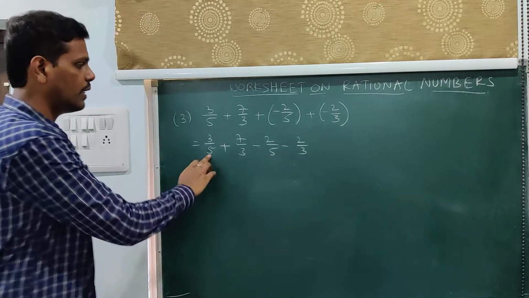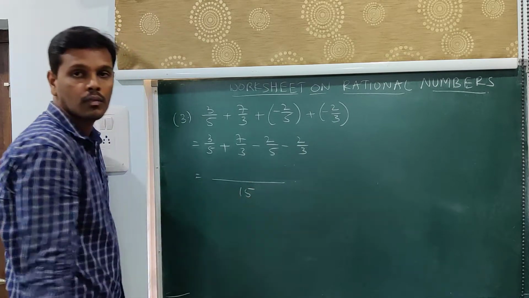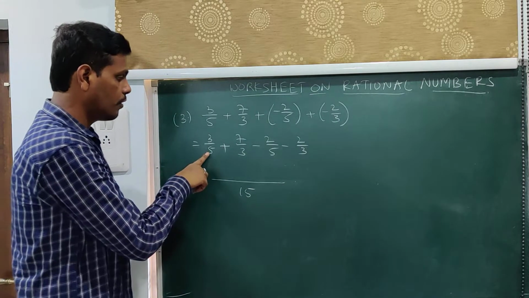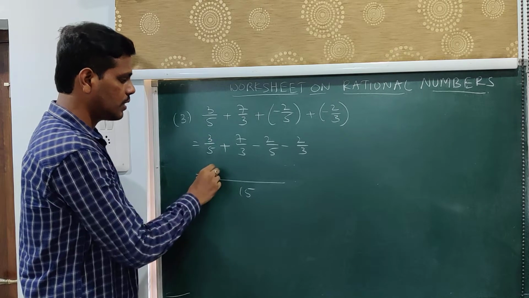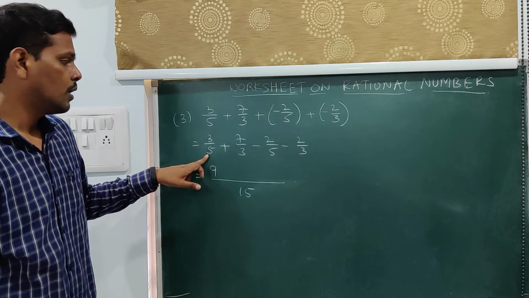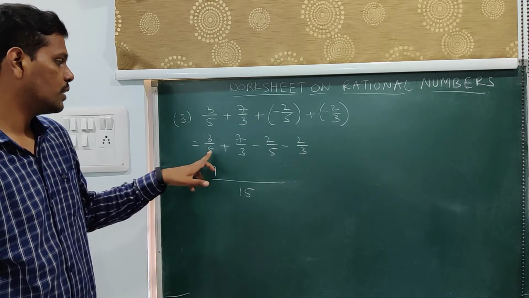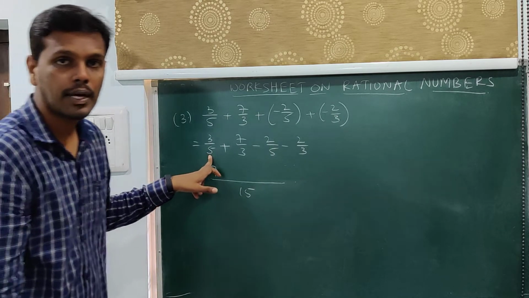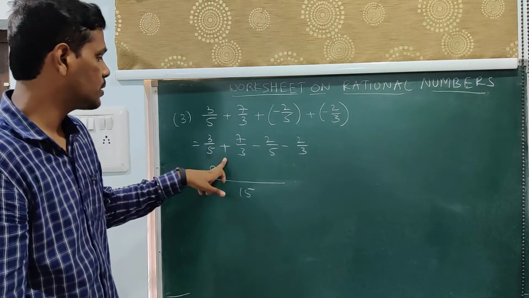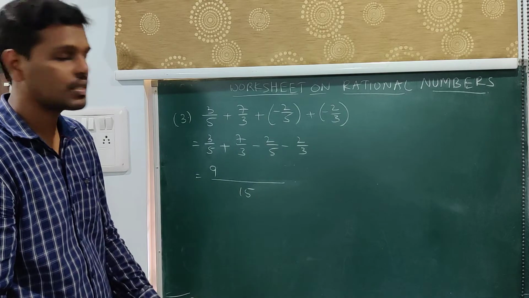Now take the LCM of 5, 3, 5, 3. LCM of 5, 3 is 15. You have to think of what number should be multiplied to the denominator so as to arrive at the LCM number. The LCM number is 15. Think of what should be multiplied to 5 to get 15. 5 3s are 15, 3 3s are 9. Now similar logic applies for the remaining 3 terms as well.